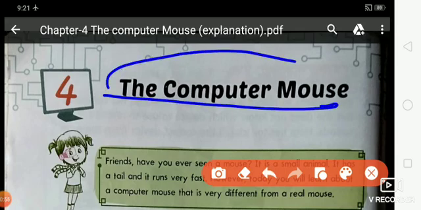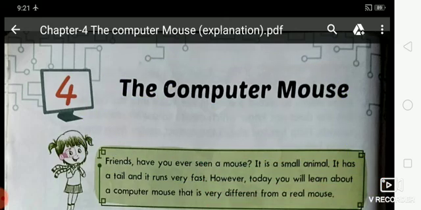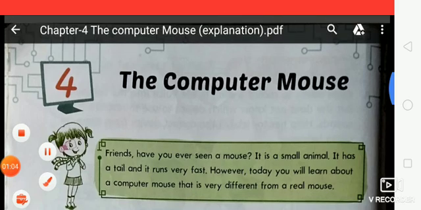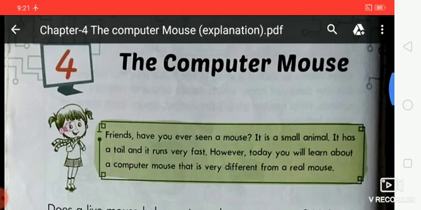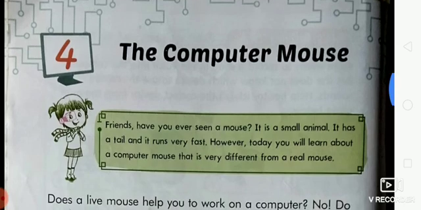Okay, the computer mouse. So students, as you all know, in this chapter we are learning about the computer mouse that helps us to operate a computer. We are not talking here about the real mouse, we are talking here about the computer mouse, which is a device. A computer mouse is an input device. We give input to a computer with the help of this computer mouse.